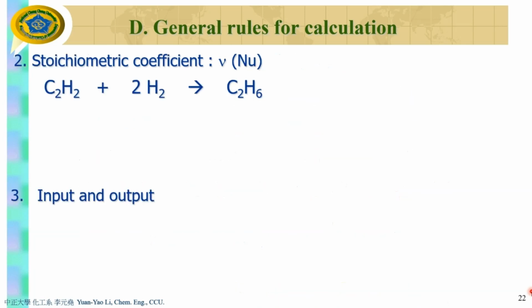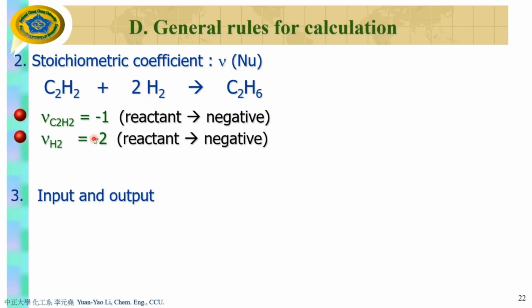And the second symbol we want to know is called nu. Nu is called the stoichiometric coefficient. Remember the 1, 2, 1? These are coefficients. So nu is related to the 1, 2, and 1 here. So for this symbol, C2H2 will be -1 because this is a reactant, so the sign needs to be negative, right? How about hydrogen? Hydrogen coefficient is 2, and it needs to be -2 because this is a reactant, which is negative.